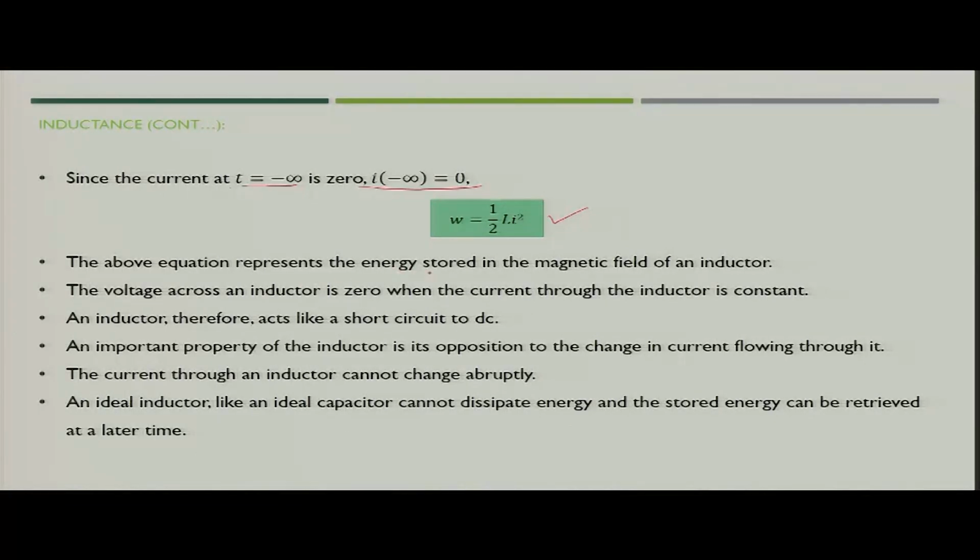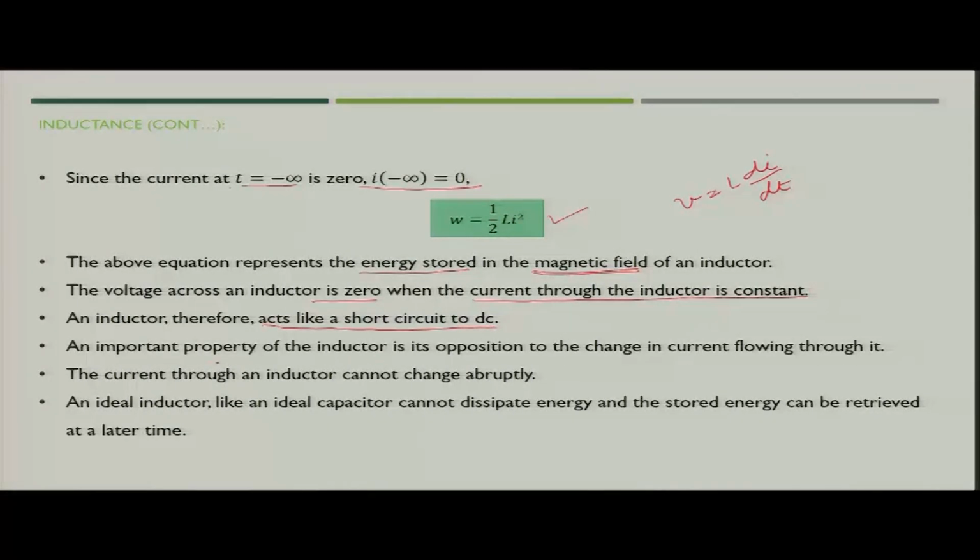So, the above equation represents the total energy stored in the magnetic field of an inductor. So, opposite to what we saw in the capacitor, the capacitor stores energy in the electric field, but the inductor stores energy in the magnetic field. Now, if the voltage across an inductor is 0, it means that the current through the inductor is constant, because V is L di by dt, V is 0 means the rate of change of current is 0. So, in that case, the inductor would act like a short circuit to DC.